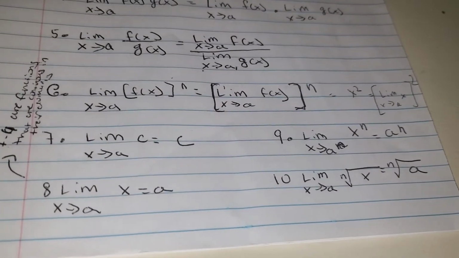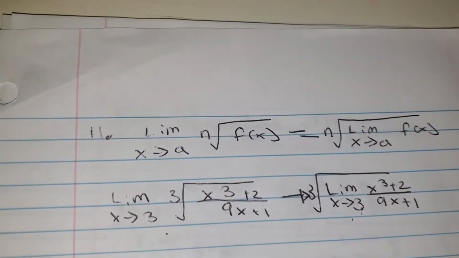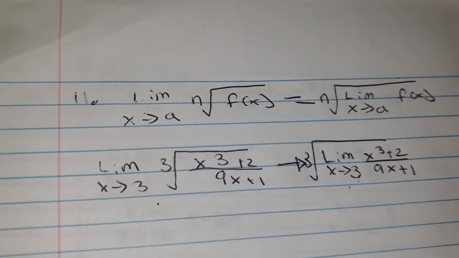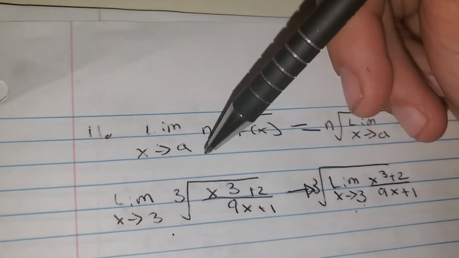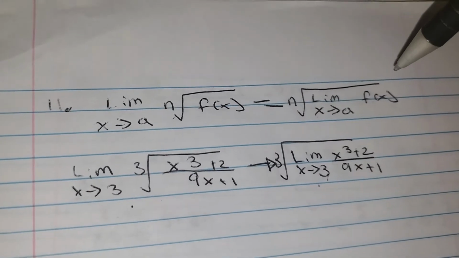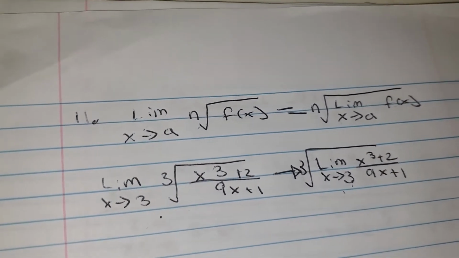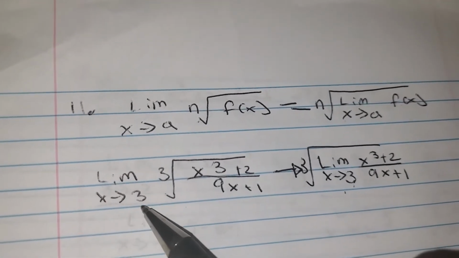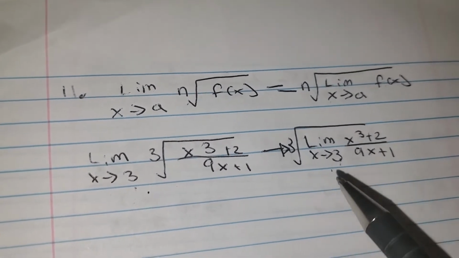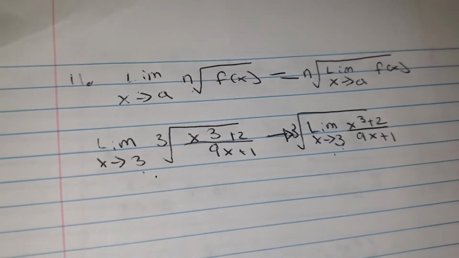We also have a direct substitution rule. I forgot a rule in the last video, and what this rule was: the limit as x approaches a of the nth root of f of x. Instead of taking this limit here, we could take the nth root of the limit of the function instead, making it easier to find limits. So instead of taking the limit as x approaches 3 of the cube root of (x cubed plus 2) over (9x plus 1), we could take the cube root of the limit as x approaches 3 of (x cubed plus 2) over (9x plus 1).